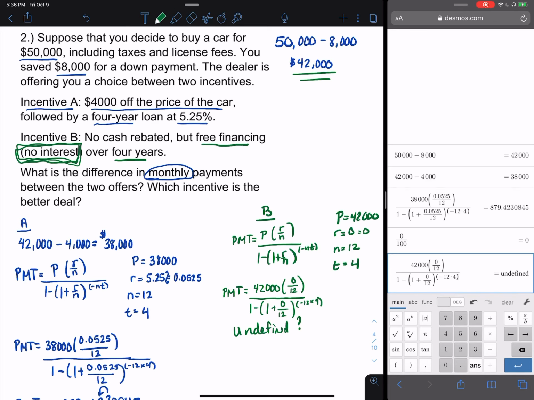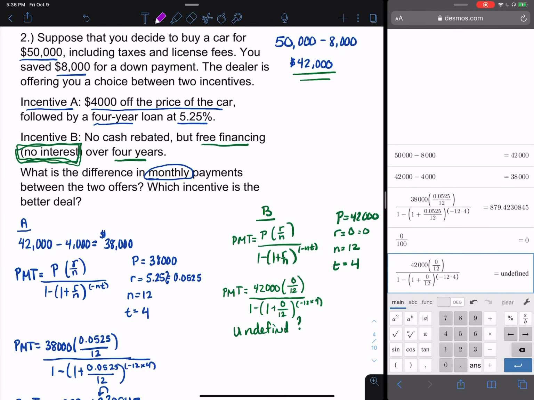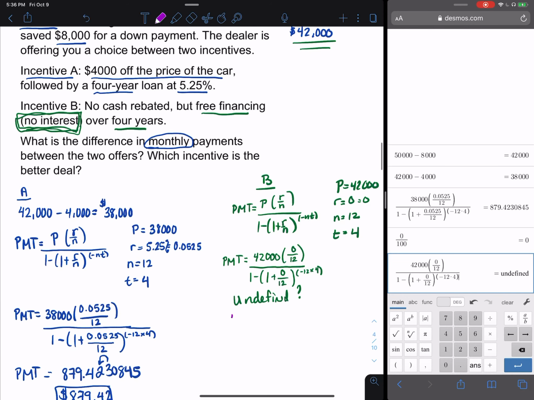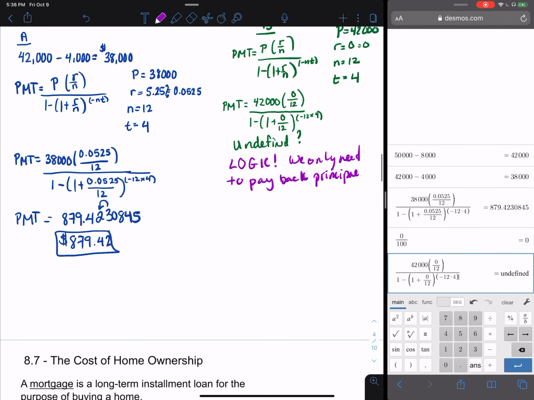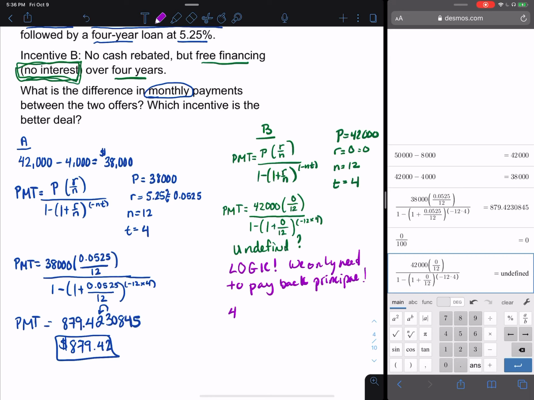So we need to use some logic here to figure out what's going on. If we can't use that interest formula because there's no interest, then all we have to pay back is the principal. Right? So if we're reasoning through it, if we're using logic, we only need to pay back the principal. There is no interest. So what we're going to do is just split it up into our payments. We need to pay $42,000 over 4 years.